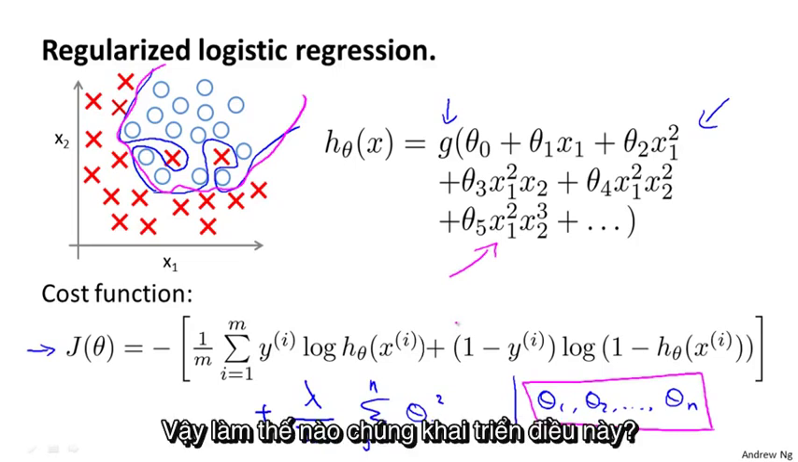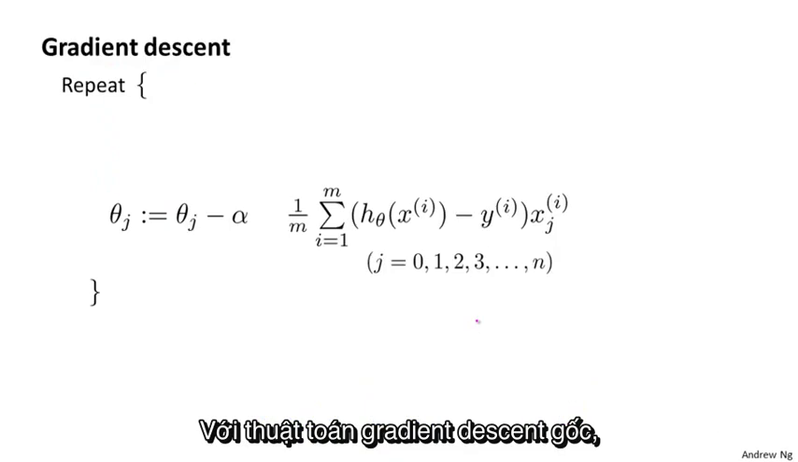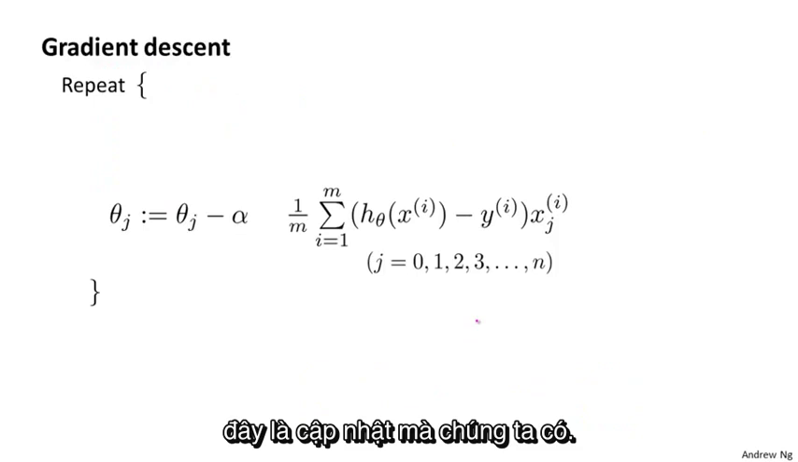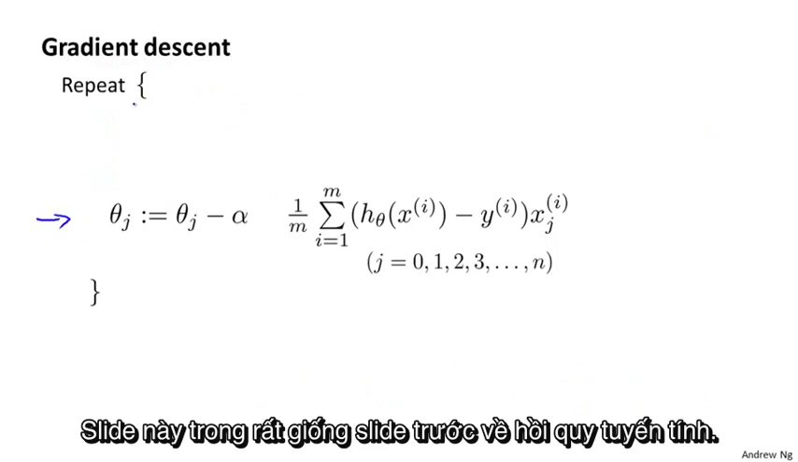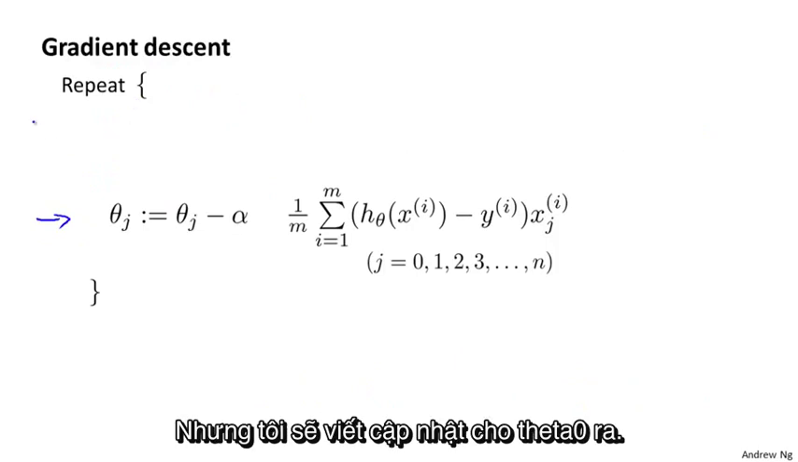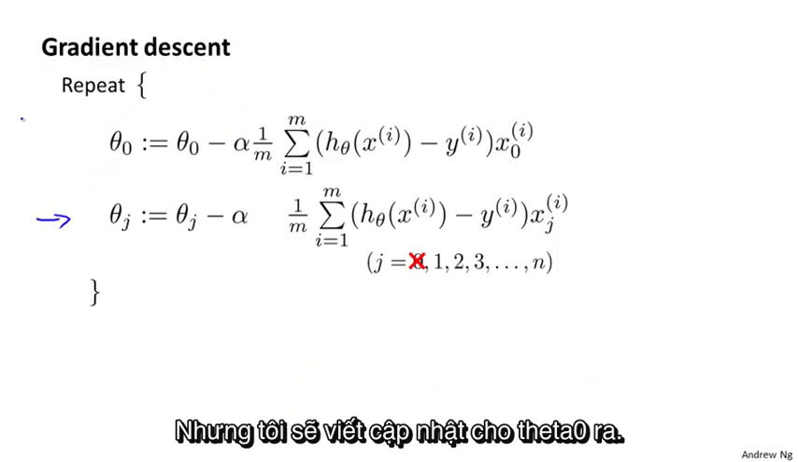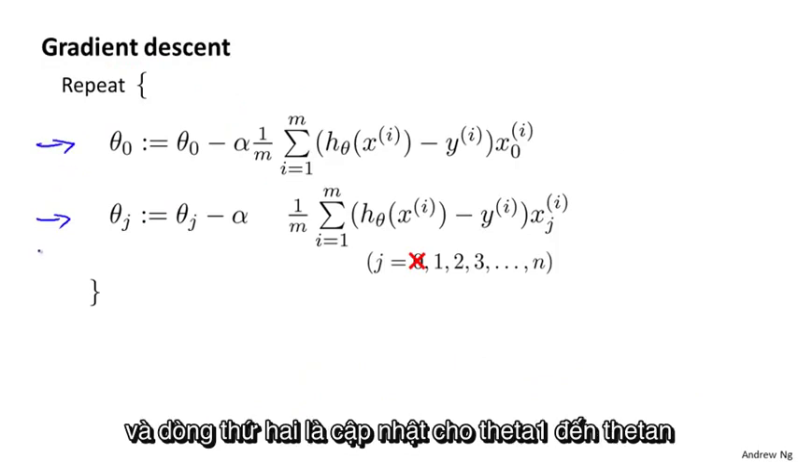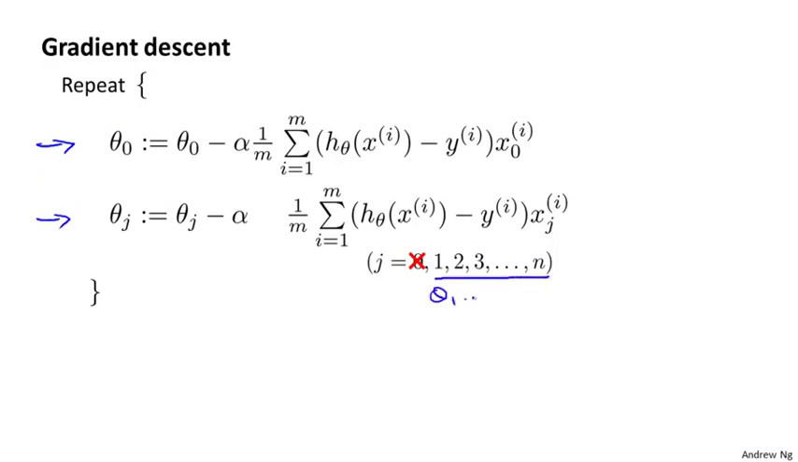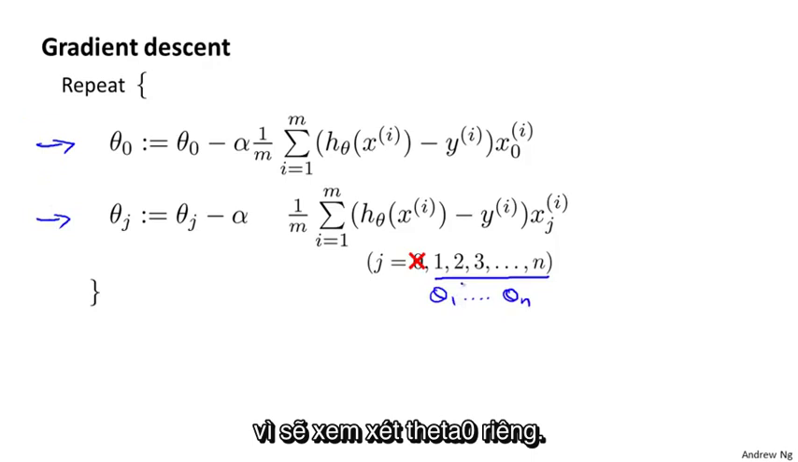How do we actually implement this? Well, for the original gradient descent algorithm, this was the update we had. We would repeatedly perform the following update to theta j. This slide looks a lot like the previous one for linear regression, but what I'm going to do is write the update for theta 0 separately. So the first line is my update for theta 0, and the second line is now my update for theta 1 up to theta n, because I'm going to treat theta 0 separately.